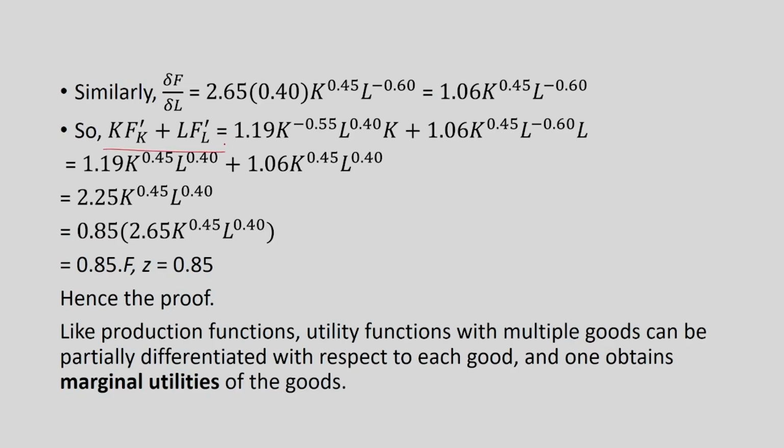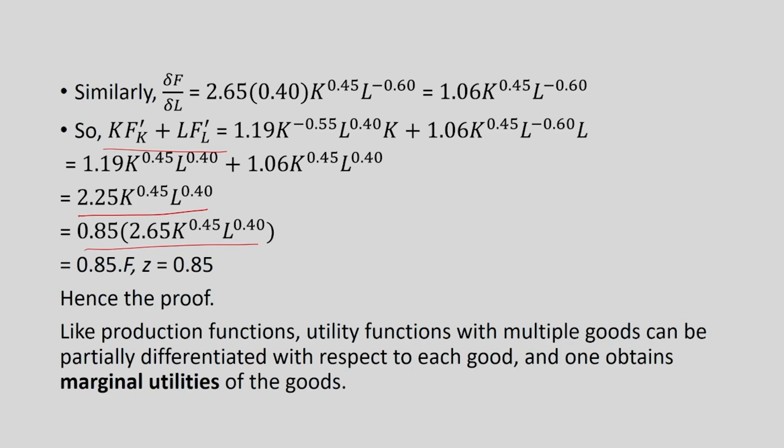And then I try to find the value of the left hand side. Left hand side is k multiplied by f dash k plus L multiplied by f dash L. So, I substitute these values into this expression, simplify, and I get 2.25 k to the power 0.45 multiplied by L to the power 0.4, and I can express this as 0.85 multiplied by the production function actually. So, we have basically proved the thing for z is equal to 0.85. The proposition that was supposed to be proved is correct if z is equal to 0.85.